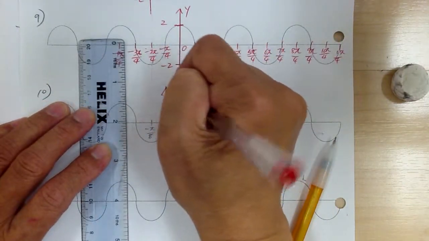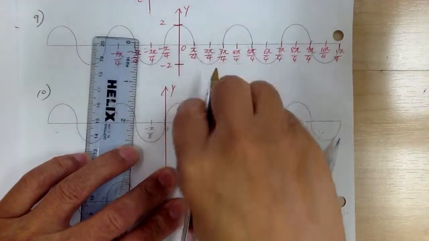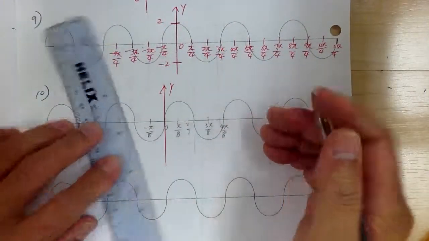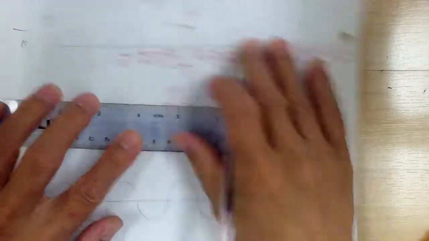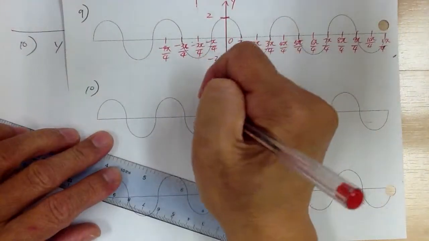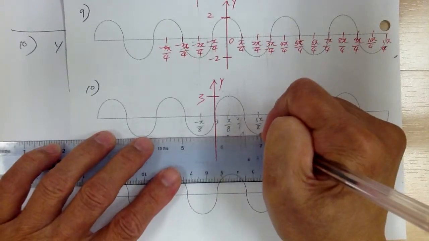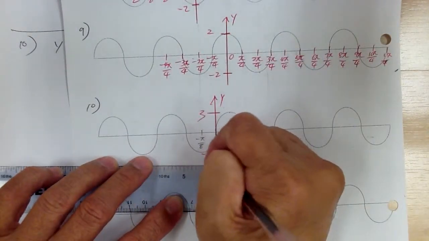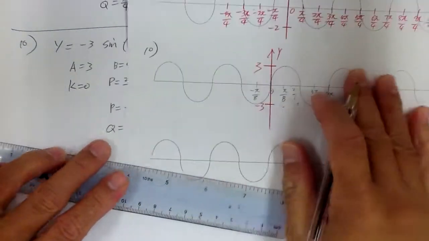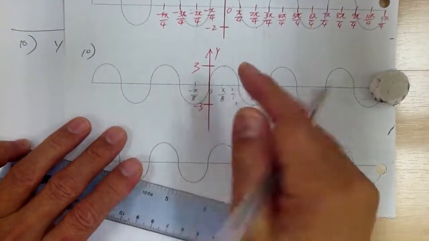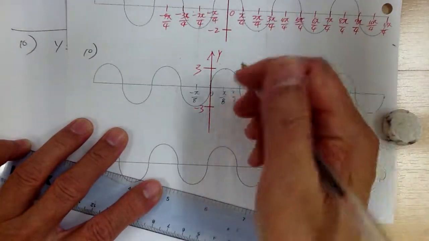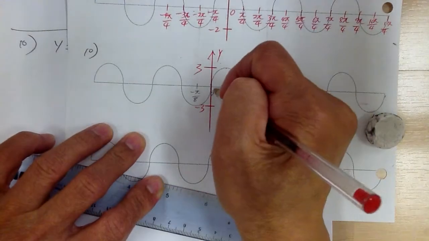Okay, so that's the y, and we can erase all these and continue to do all the labeling. So the a is 3, so this would be a 3, and this would be a negative 3. Again, you can see in this case, the negative and the shift kind of negate each other, so it becomes back to the original graphing. Okay, so we need to get from negative pi to pi.